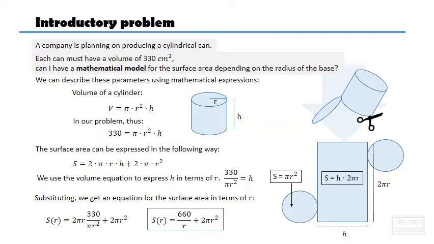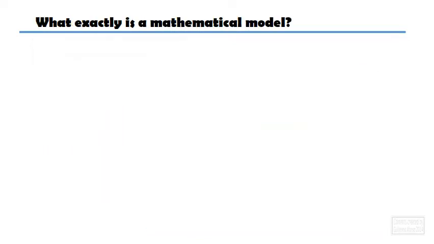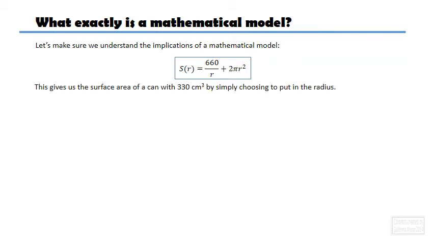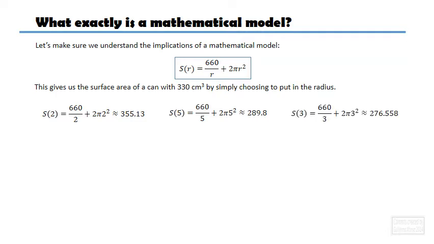Let's go through the implications of a mathematical model once more. What exactly is a mathematical model? Here I have a mathematical model for the surface area depending on the radius. So, the surface area of the cylinder depending on the radius. The volume has to be 330 cubic centimeters. Now, the important thing here, again, if I say the radius is 2, I'm going to get that the surface area must be 355.13. If the radius is 5, I'm going to get this. If the radius is 3, I'm going to get this. So depending on the value of the radius, I'm going to get a different surface area.